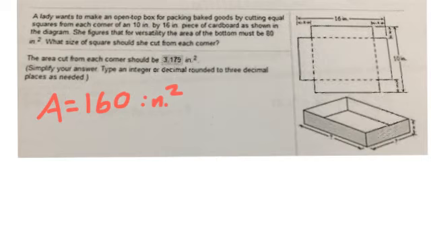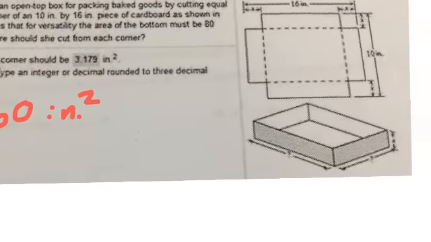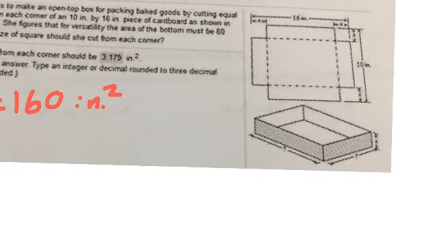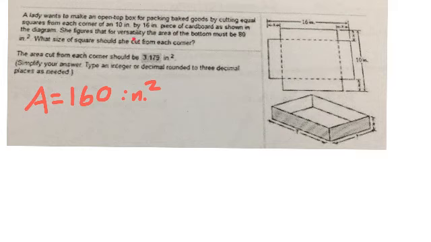Okay? Now, the way that I like to go about it is I like to find the area of each individual piece here, because I know that this piece plus this one plus this one plus this one plus this one plus this one plus this one plus this one should be 160, because that's the original cardboard cutout. Now it tells us, she figures for versatility the area of the bottom must be 80 square inches. So I want this middle piece here to be 80 square inches.